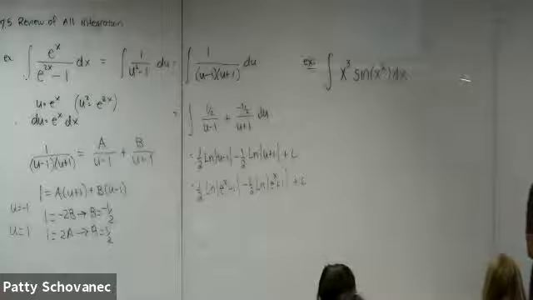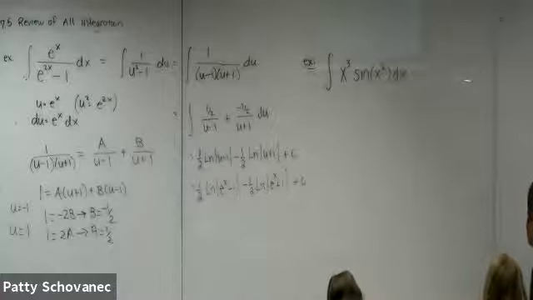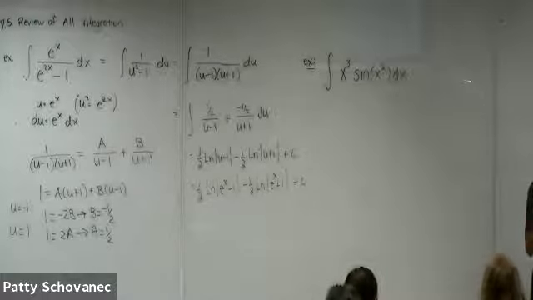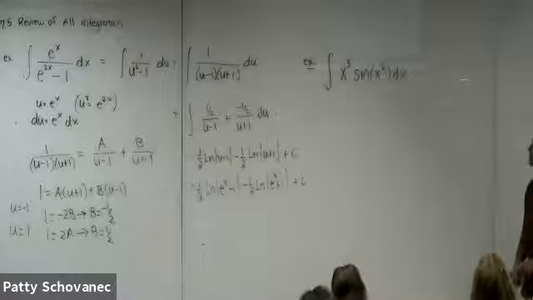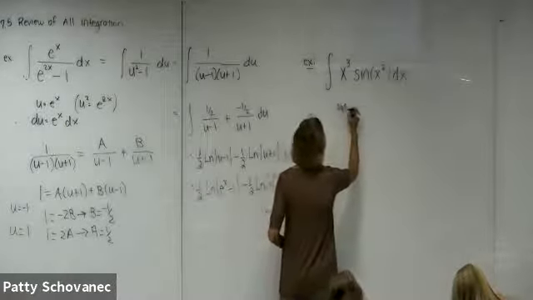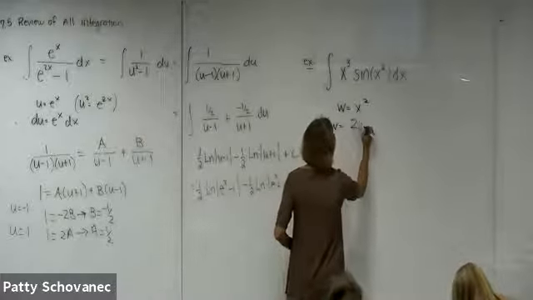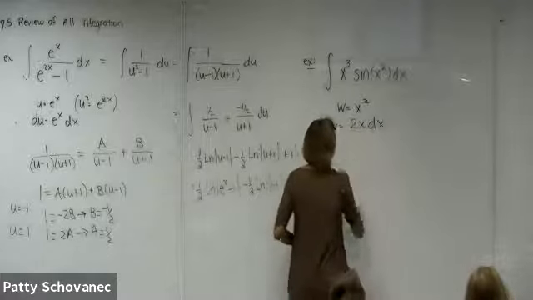You could do a u substitution. That's what I was going to do. U equals x squared. But I'm thinking I'm going to do integration by parts beyond this, so I'm going to choose a different letter than u. W. Okay, what's W going to be? W is going to be x squared. So dW is 2x dx.